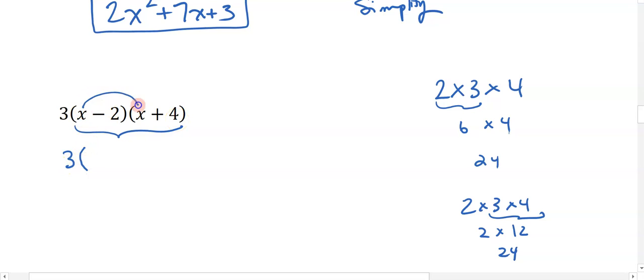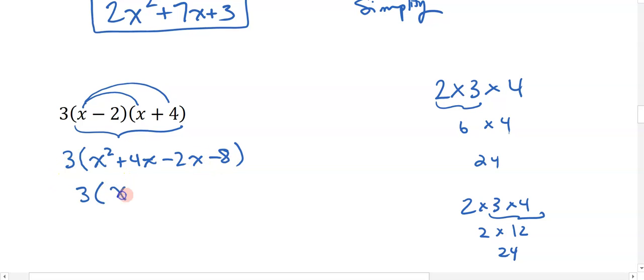Now I'm going to double distribute, right? The x goes to both. The negative 2 goes to both. Whoops, I missed my x. The negative 2 goes to both. I collect like terms. Always simplify and collect like terms whenever you see it. It just makes it easier rather than going too far. Now I'm going to distribute that 3, now that all my like terms have been simplified. Okay.